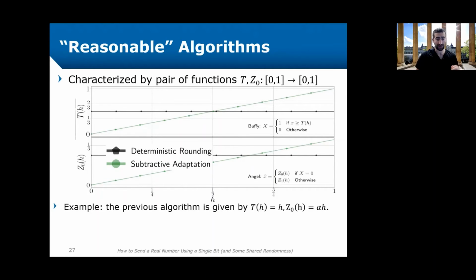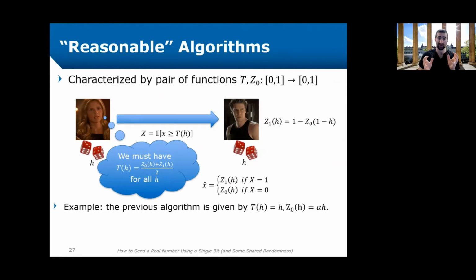Okay, and one thing I want to mention is that even these two functions are not entirely independent. Any reasonable algorithm would satisfy that the threshold given the shared randomness H has to be exactly the midpoint between the two possible estimates, Z0 of H and Z1 of H. The idea is that if we know how Angel is going to interpret our message and estimate X, we will send a message that minimizes the error. Right?